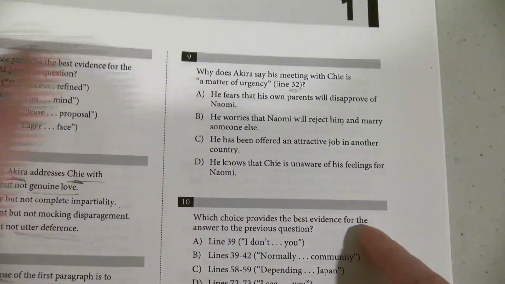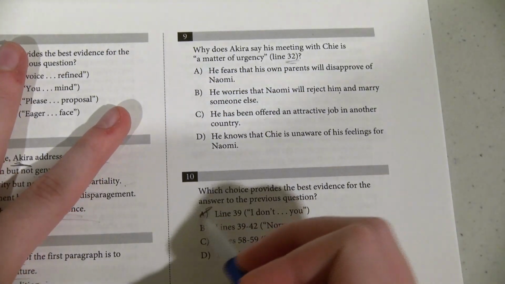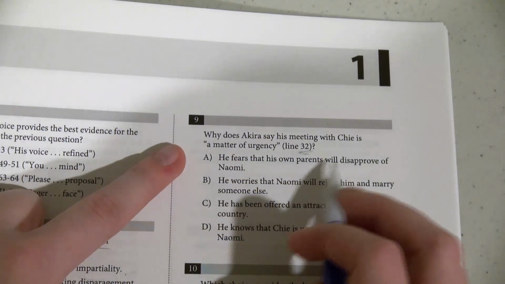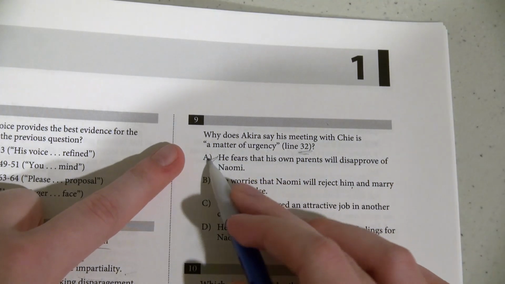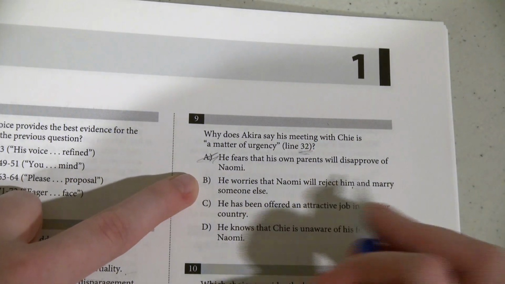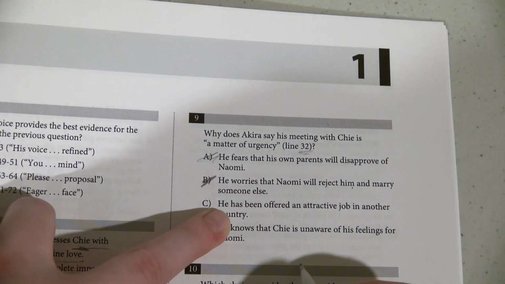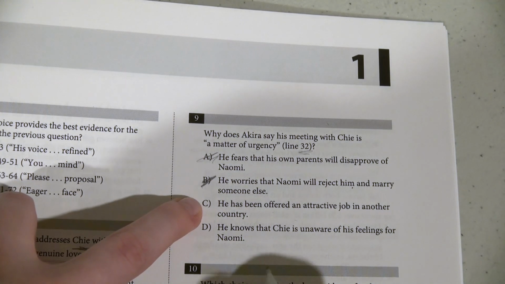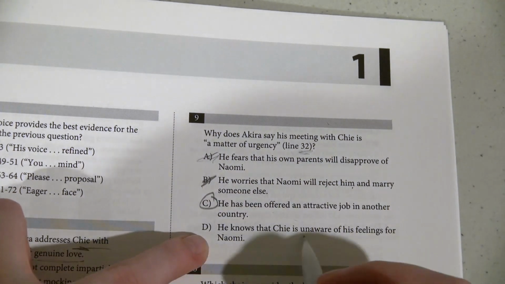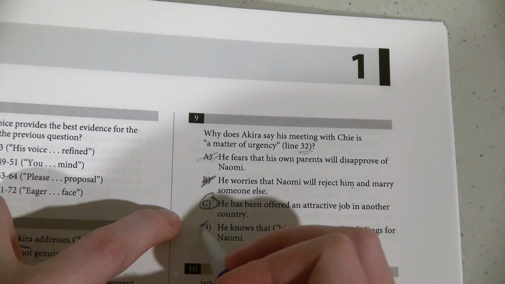Let's look at the answer choices now. We can cross off these two. He fears that his own parents will disapprove of Naomi. No. He worries Naomi will reject him and marry someone else. No. And he's been offered an attractive job in another country. It's this one. And he knows that she is unaware of his feelings for Naomi.